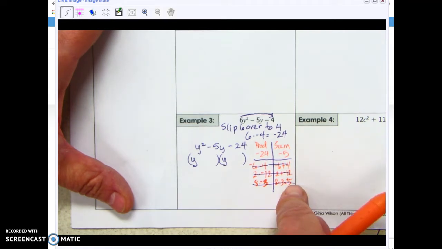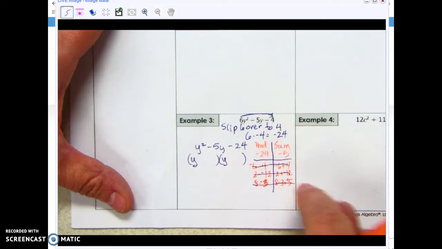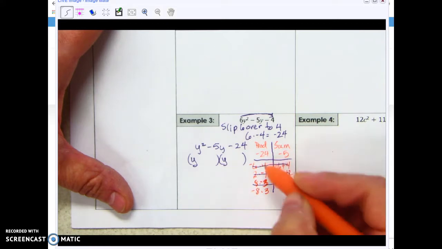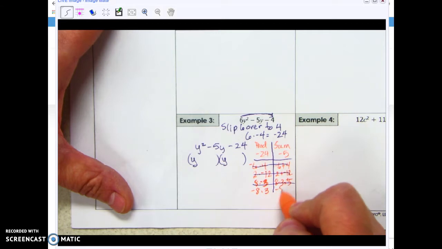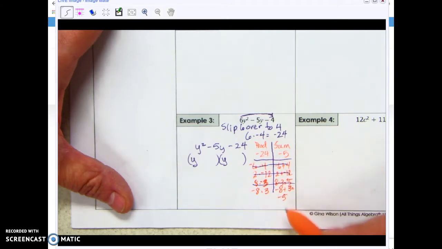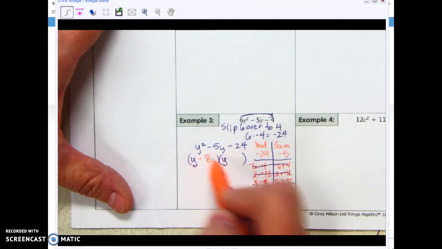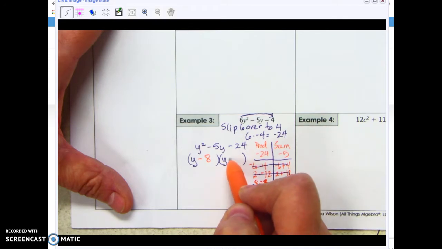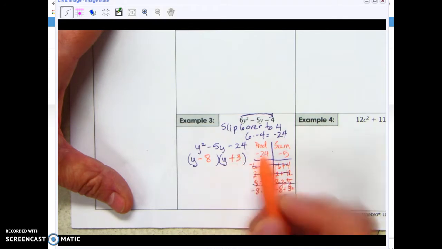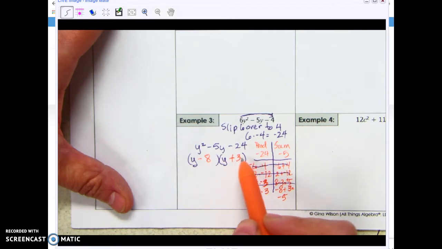I need a negative. And I know that 8 times 3 is 24. So now I just try the signs different. -8 times +3. Again, -24. Now -8 plus 3 does equal -5. And there it is. There's the combination I'm looking for. So I will put -8, +3. So y minus 8, y plus 3.